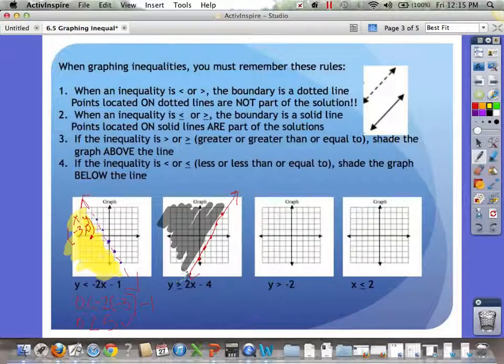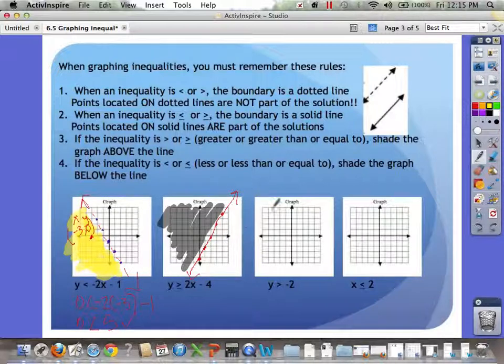So if I say 0 is greater than or equal to, I'll put a 0 there, that makes that 0. Is 0 greater than or equal to -4? Yes. So you can check your answers. You can check your points on the line if you want to also.